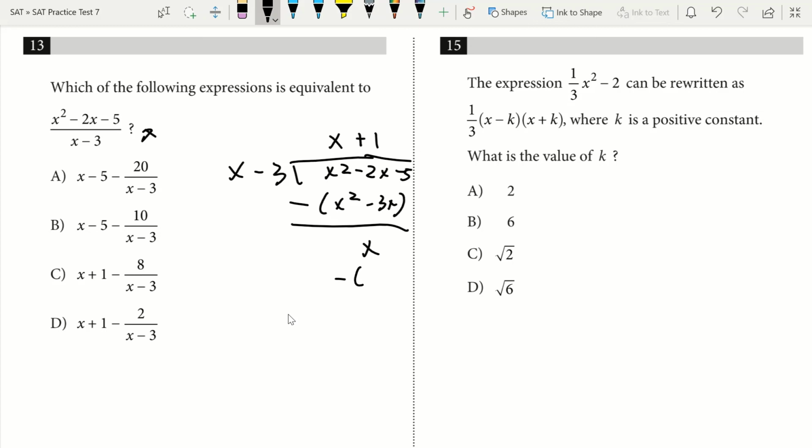Now I get minus my x, and then I drop this -5 down. So now I have minus 3 right here, because it's -3 times 1. So now I have -5 plus 3, which leaves me with my remainder of 2.